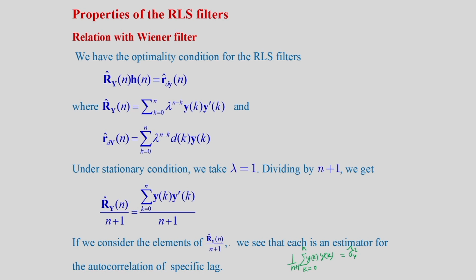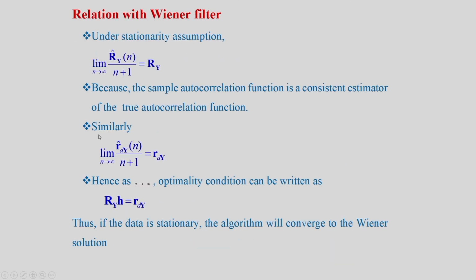So, that way all the elements of this Ry hat matrix divided by n plus 1 will be the corresponding autocorrelation function at specific lag. So, this is an important observation. Under stationarity assumption, the limit of Ry hat n divided by n plus 1 as n tends to infinity will be Ry. This is because the sample autocorrelation function is a consistent estimator of the true autocorrelation function under stationarity assumption.